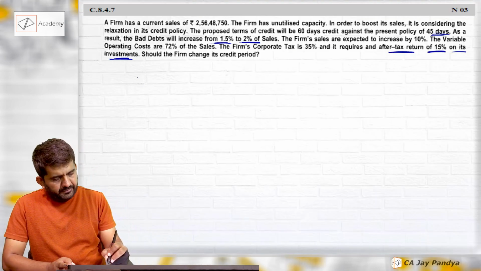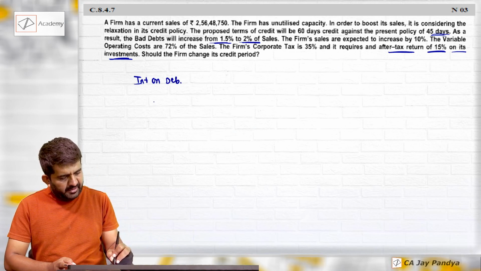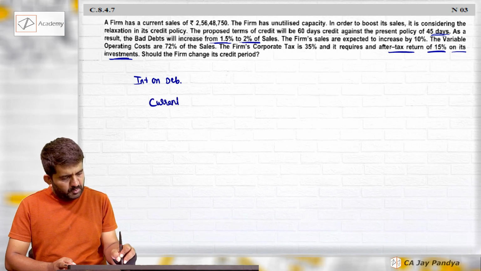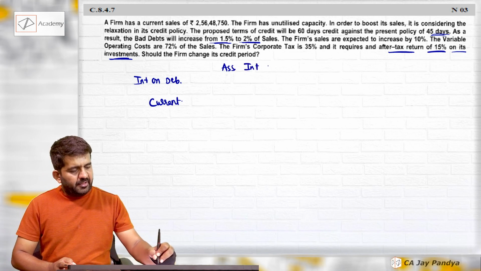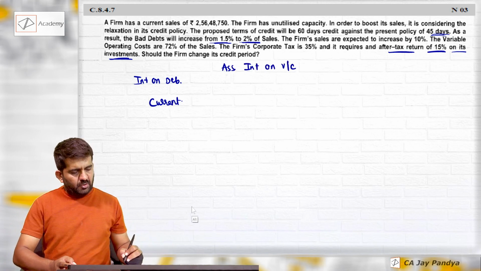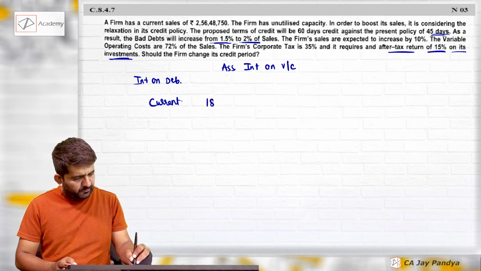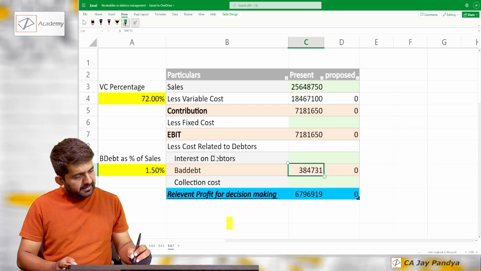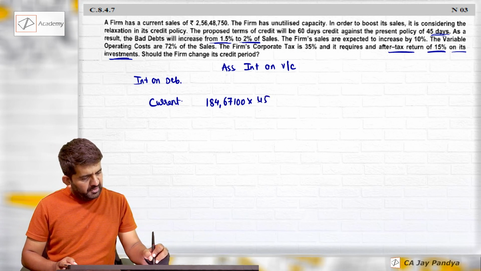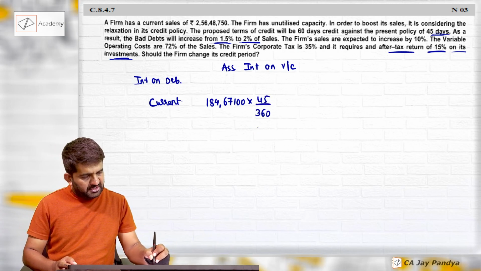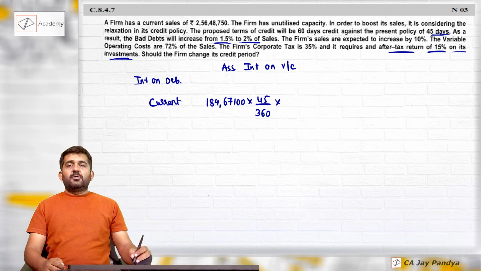Let me calculate interest on debtors in the current, present situation. I am assuming interest on variable cost. So what is variable cost currently? 1 crore 84 lakh 67,100. What is the credit period right now? 45 days divided by 360. We are assuming 360 days a year. Multiplied by, now this will be relevant.